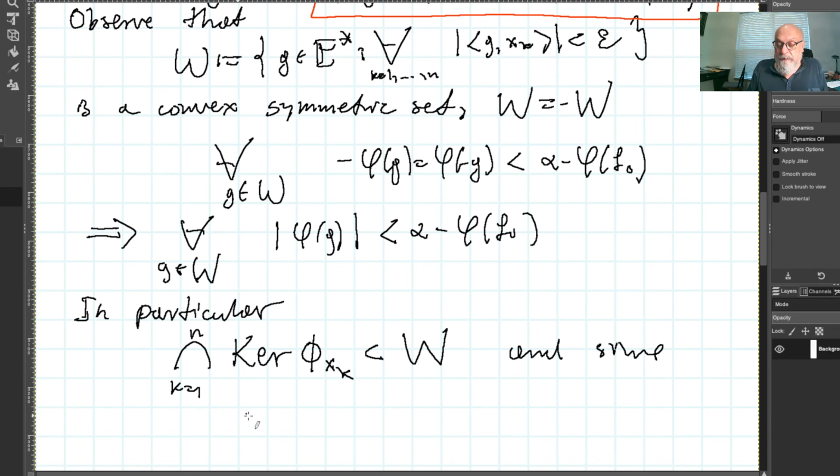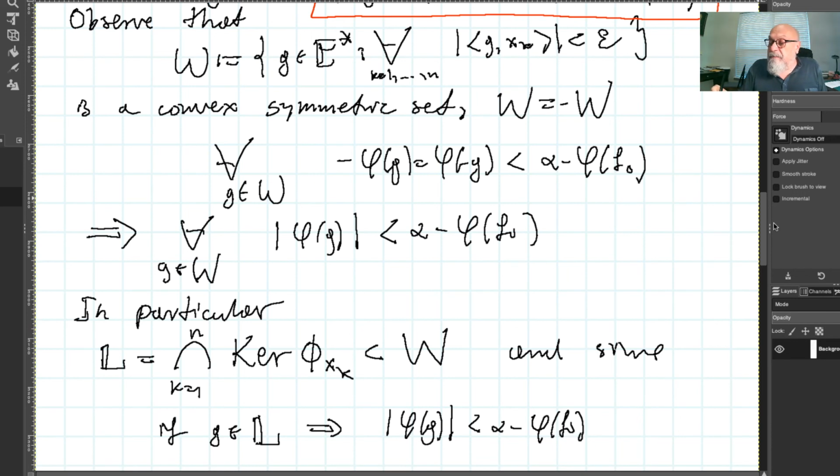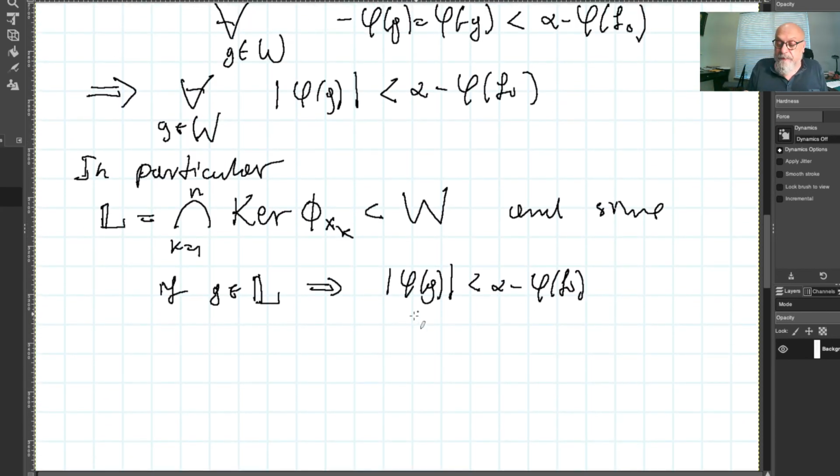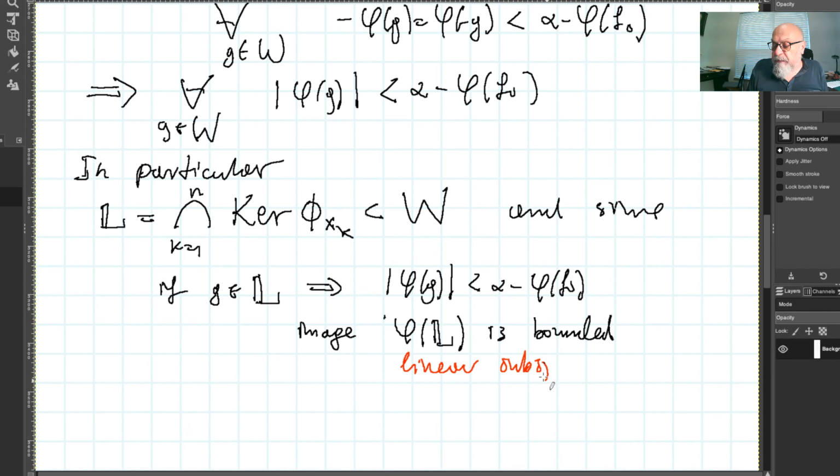So if g belongs to the kernel, let me call this space L, then that implies also that the absolute value of phi of g is smaller than alpha minus phi of f0. And that means that the image, phi of L, is bounded. But the image is a linear subspace. So we are getting that this linear subspace is bounded.